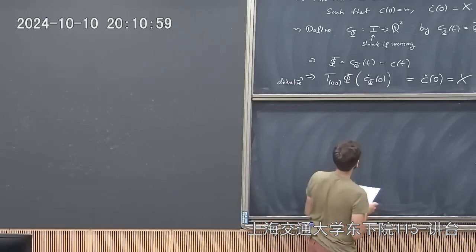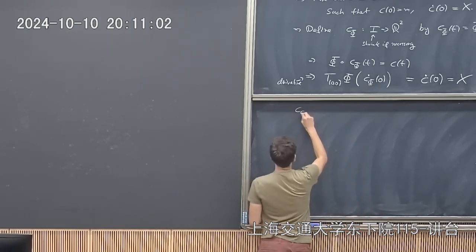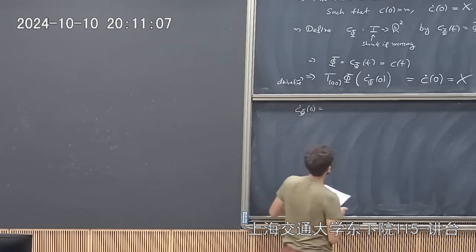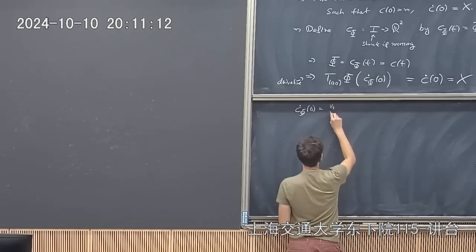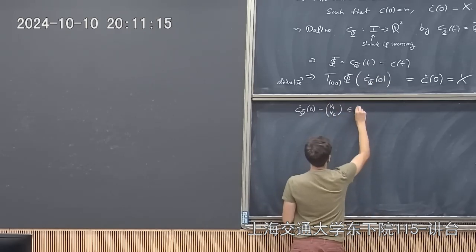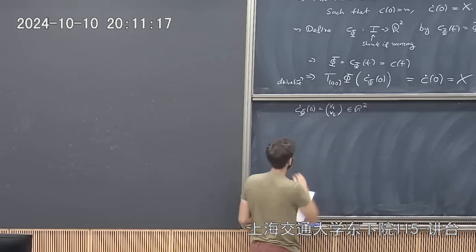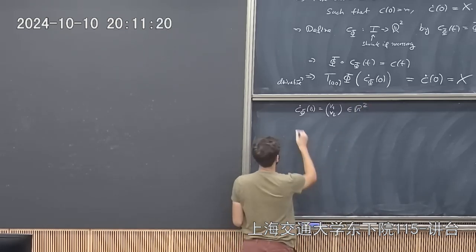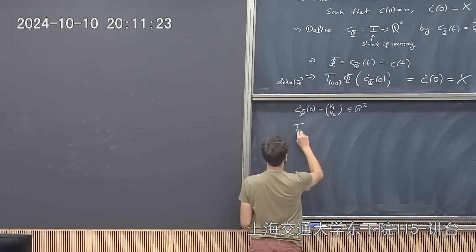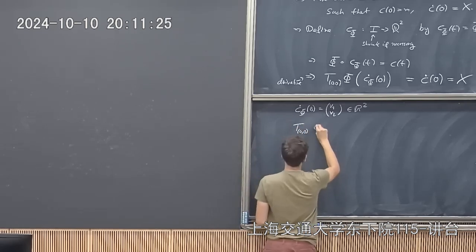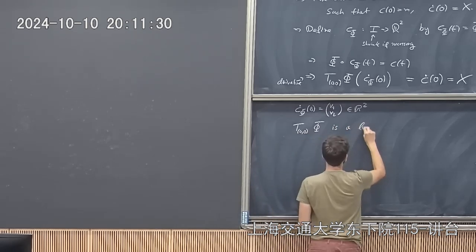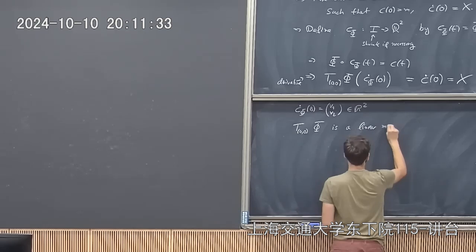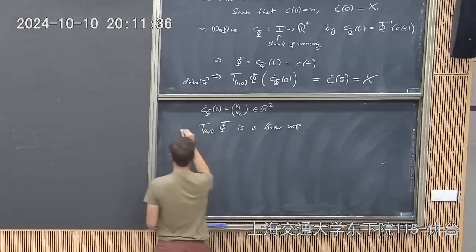So this one is some vector that we don't know. This one at 0 is some vector in R2, which we don't know, but it has some components, like this. And there's a nice result that we had last time, namely that the derivative of phi at 0 is a linear map.